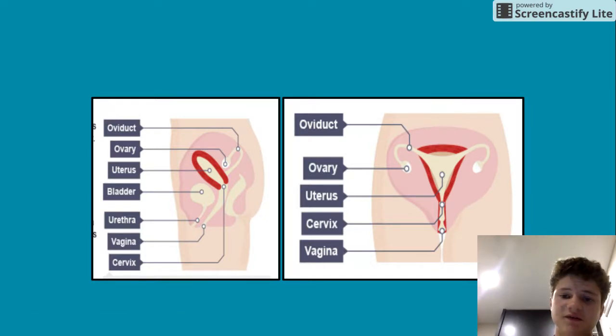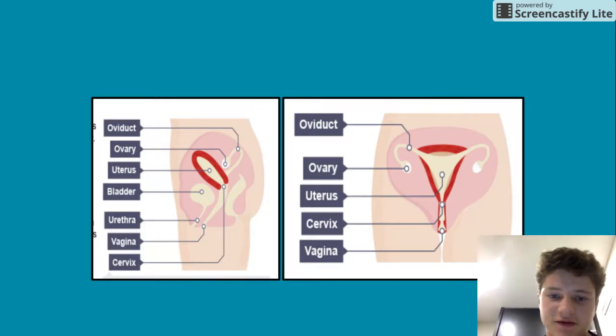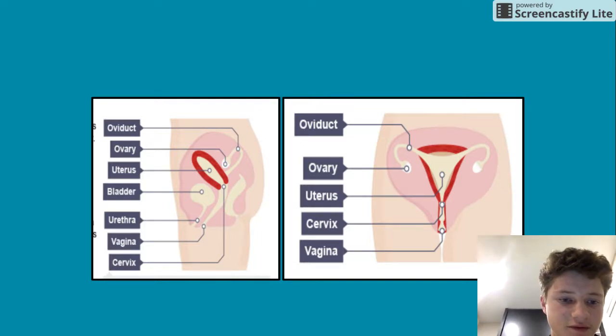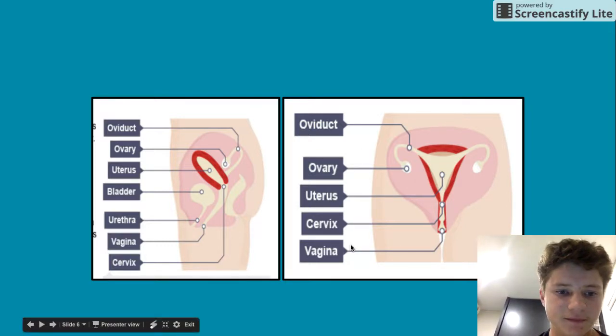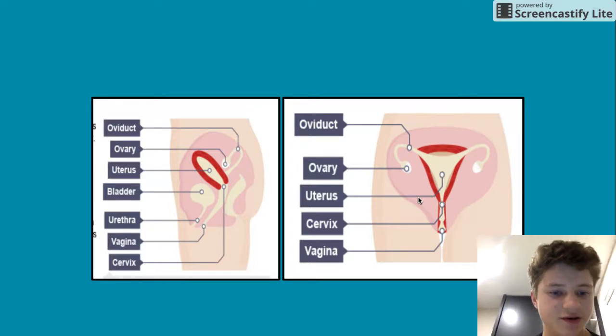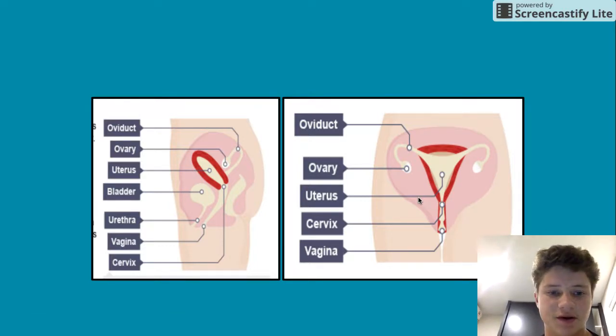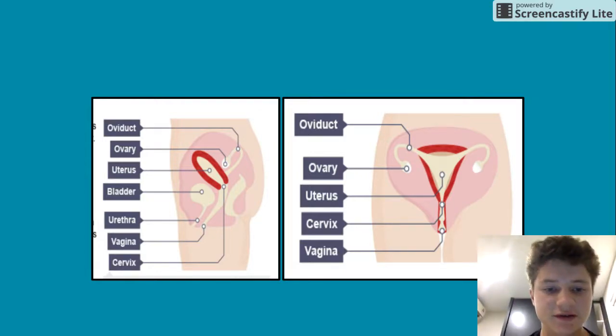The oviduct is lined with ciliated cells so that it can waft the ovum down into the uterus. The vagina and urethra are very useful because the vagina is a muscular tube that runs to the outside of the body. The uterus and cervix.